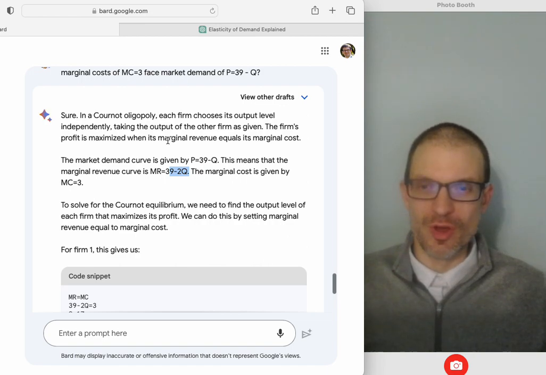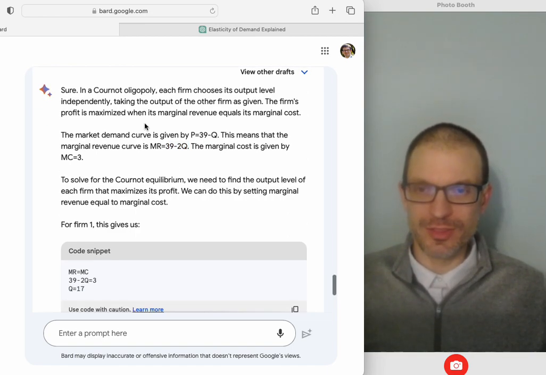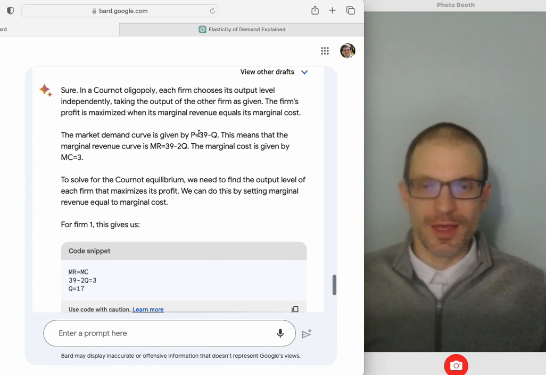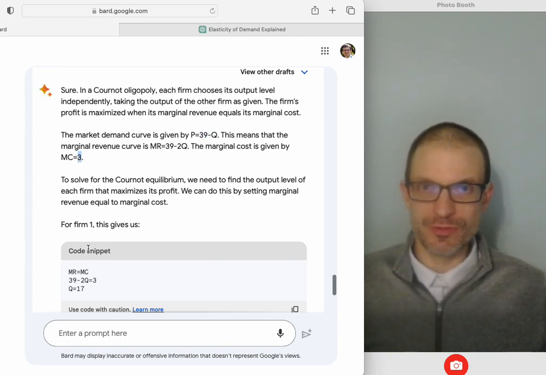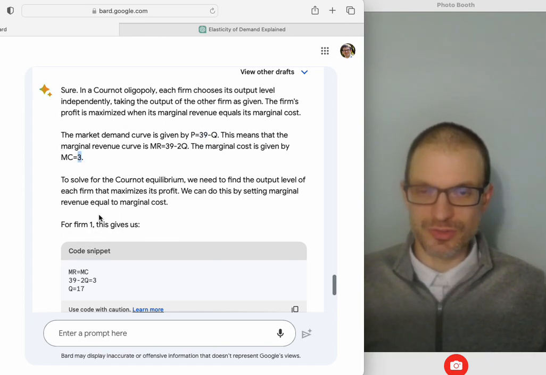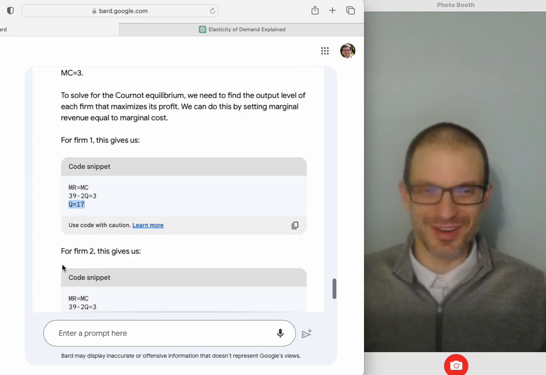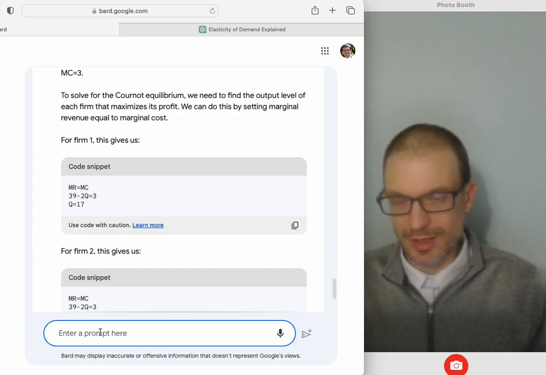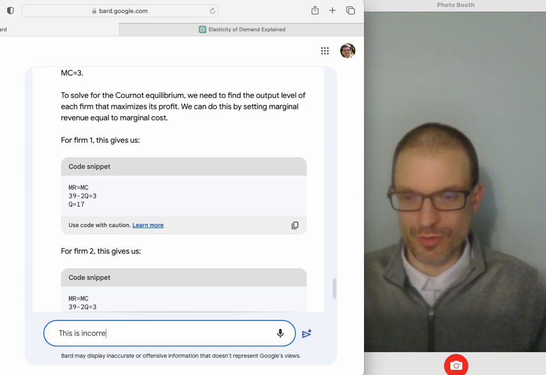If you've studied the Cournot model, you know that we can find the Cournot equilibrium quantities by taking A minus c, divided by 3. A is the intercept, c is marginal cost, and the divide by 3 is for a duopoly. So 39 minus 3 is 36, divided by 3 is 12. And it's telling us that the quantity is 17. So that's not right. This is incorrect.